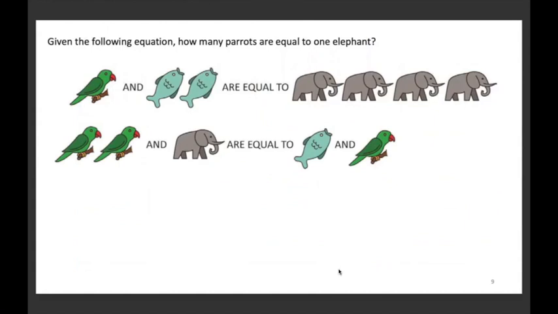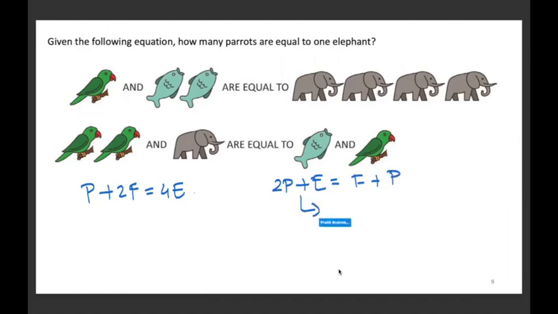Given the following equation, how many parrots are equal to 1 elephant? We're given here 2 equations. We have to find how many parrots are equal to 1 elephant. So the first equation will be parrot plus 2 fish is equal to 4 elephant. The next equation says 2 parrot plus elephant is equal to fish plus parrot. This can also be written as parrot plus elephant is equal to fish.